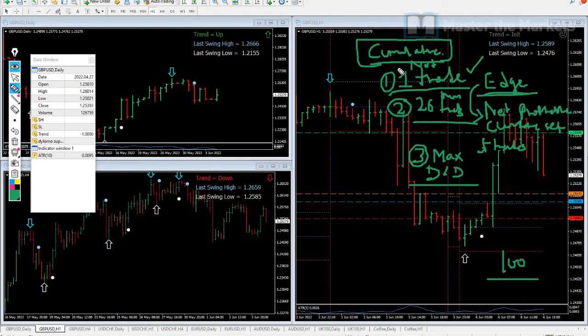So the first word to always remember is cumulative, and these 3 points which I've said to you are not about one trade. At least 20 times you execute it to get a cumulative set of results, and even in that 20 trades you're looking for whether it hit your maximum drawdown or not.